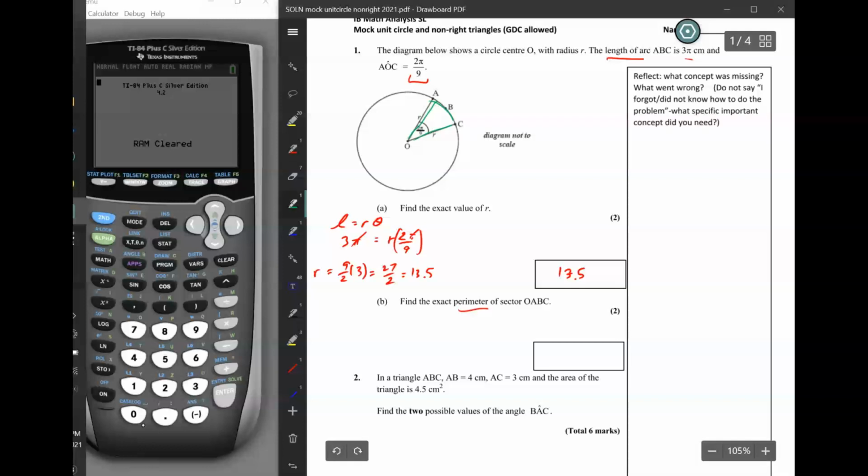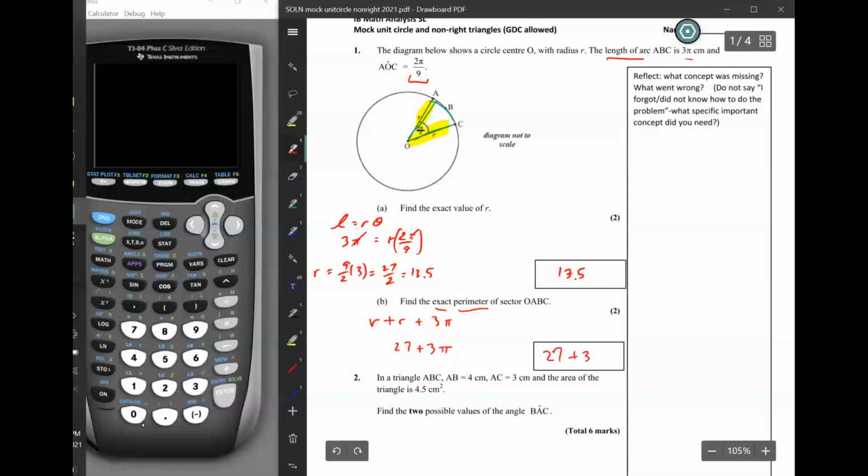So for example, 2 of the green lines, this one and this one, are length r, right? So it would be r plus r plus the arc length ABC, which we already know is 3 pi. And we know that r is 13.5, so basically it's 13.5 plus 13.5 plus 3 pi, so that would be 27 plus 3 pi. And since they want the exact value, we shouldn't convert pi into 3.14159. We should leave it as pi, so our answer is going to be 27 plus 3 pi.